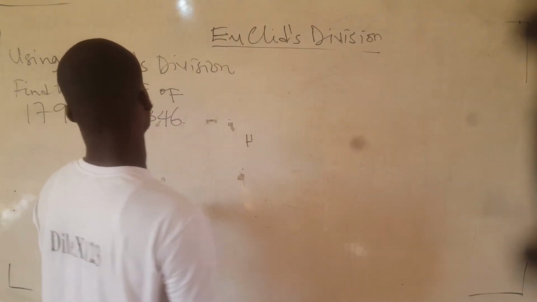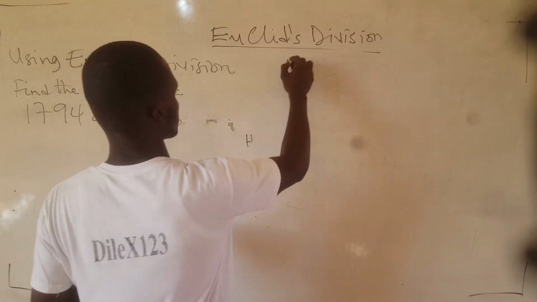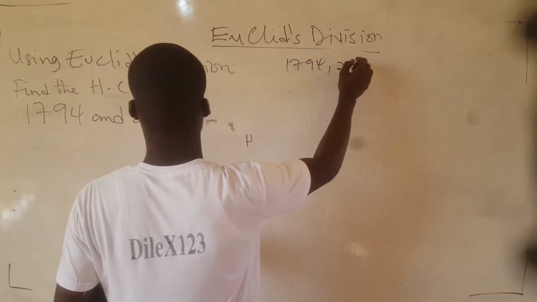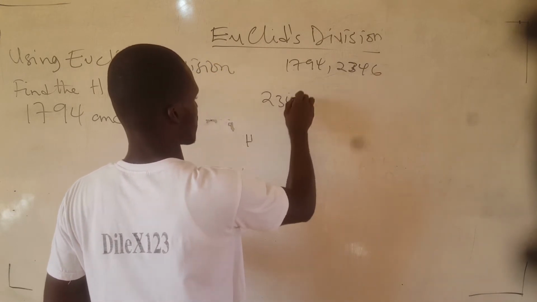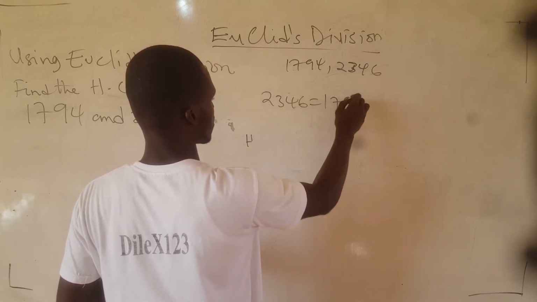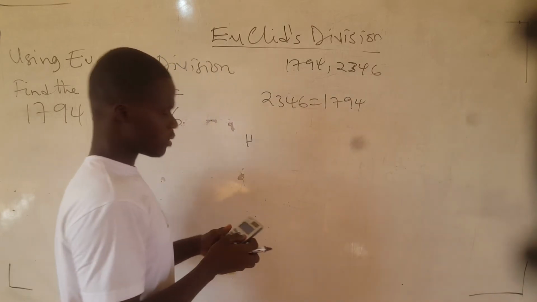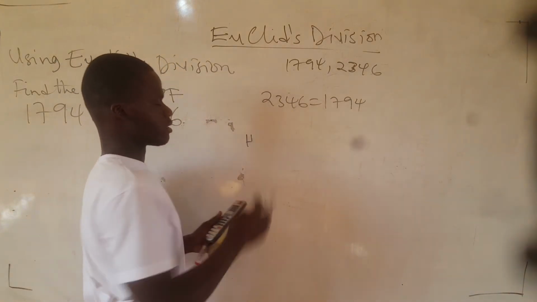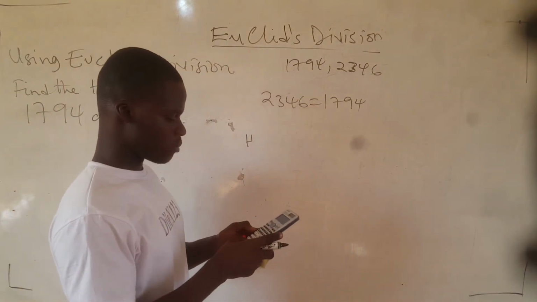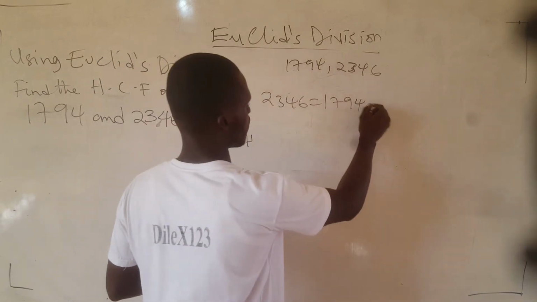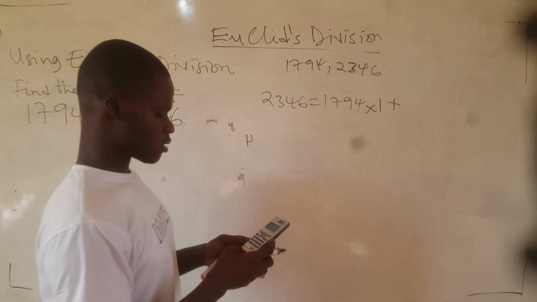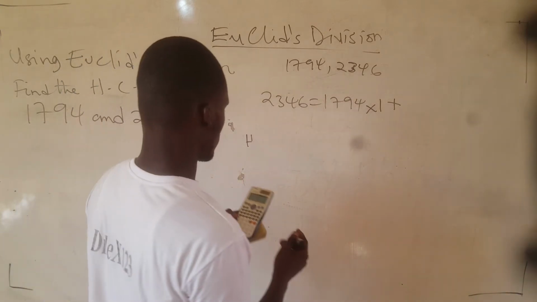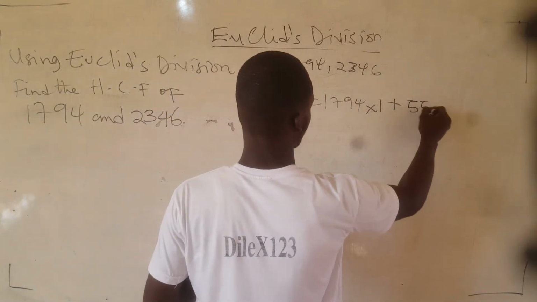So we have 1,794 and then 2,346. So write the bigger number first, equal the smaller number. So how many times will this divide this? I think it's 1 time. So what's going to be the remainder? To divide it 1 time plus. So 2, 3, 4, 6 minus 1, 7, 9, 4. That is 5, 5, 2.